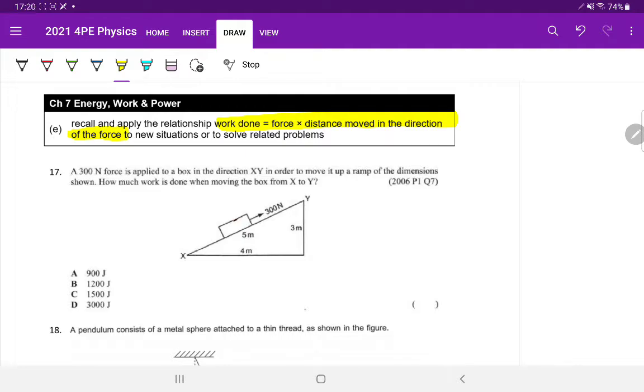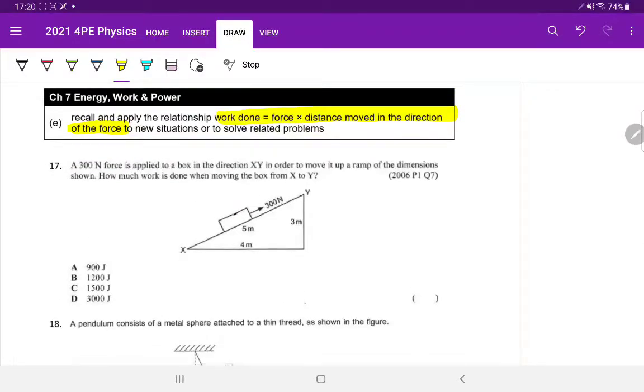Work done is really a measure of change in energy, right? So whenever there's work done, there is energy change from one form to another. Work done is energy supplied to a system. Alright, so we're going to examine that relationship in a while, but I just want you to understand that work done is a measure of change in energy. So whenever there's work done, there is a change in energy.